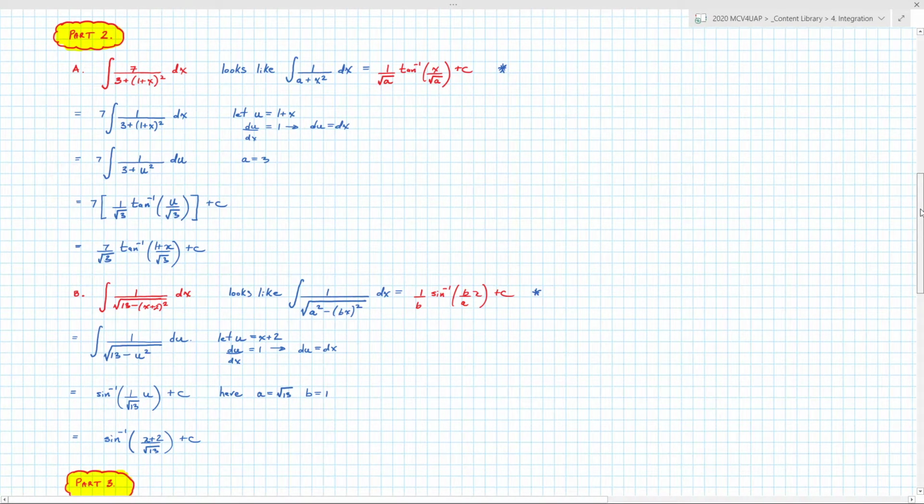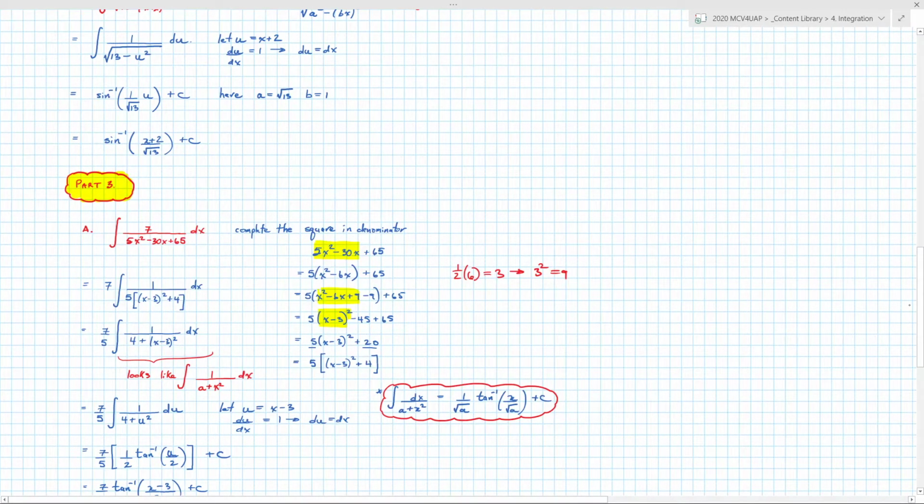So again, now we have to review what is completing the square. How do I do that? Because it's probably been 2 years or more since you've done that, if you've ever done that. Okay, so let's go through these examples. The first one, the integral of 7 over 5x squared minus 30x plus 65. We have a constant in the numerator, and the denominator is a quadratic, which means the highest power is 2, and we cannot factor it. It's non-factorable. So, first step, take the 7 outside the integral sign.